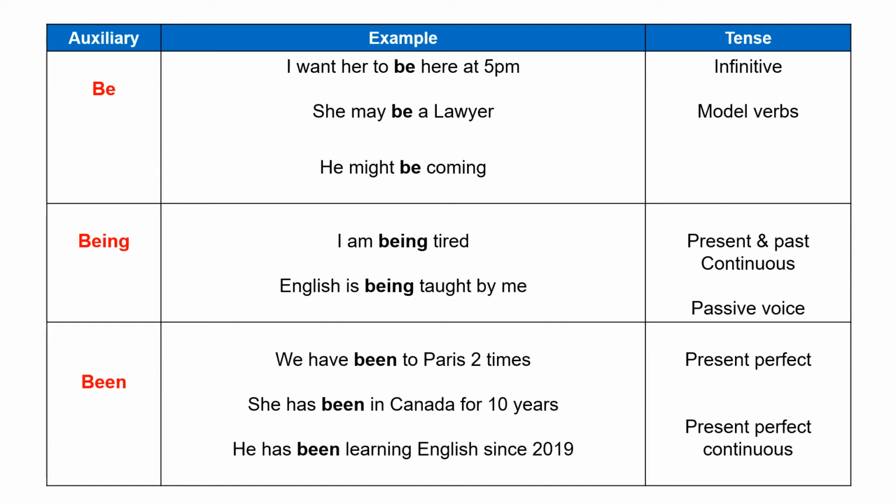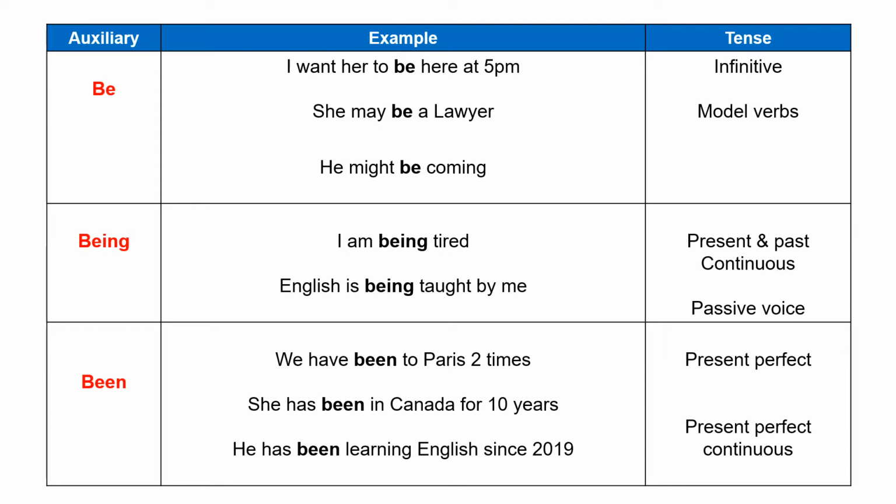Next, being. Being auxiliary verb is used in present and past continuous tenses and also in passive voice. Example, I am being tired. It shows temporary state.